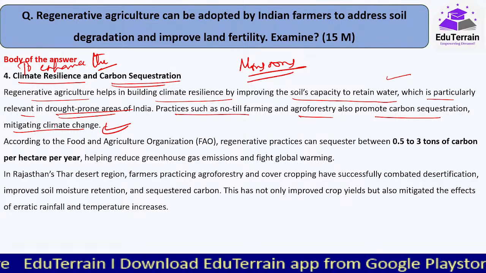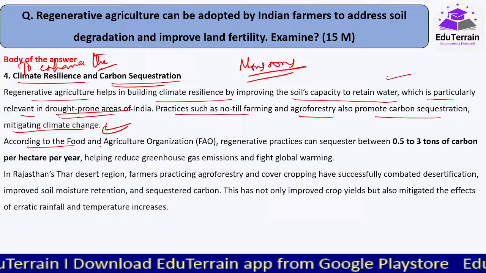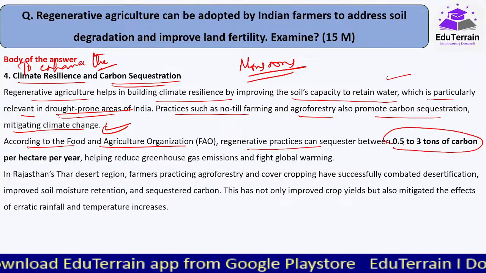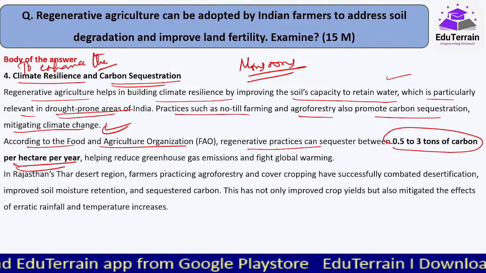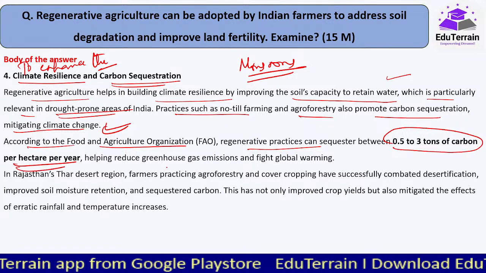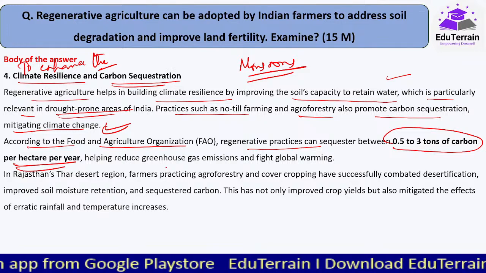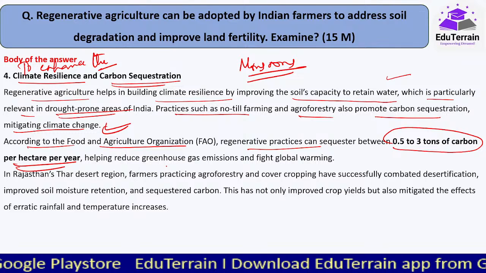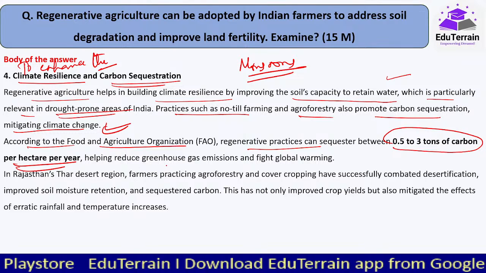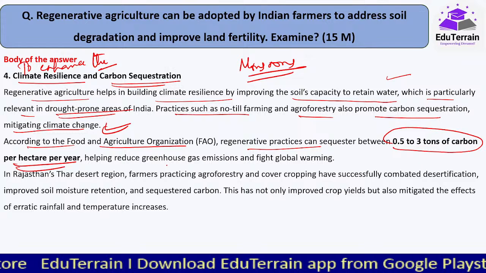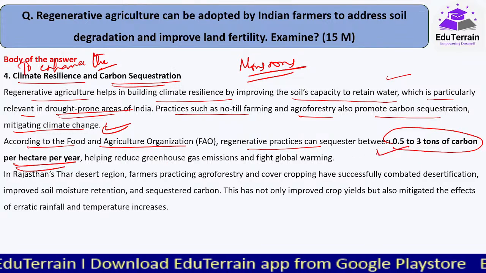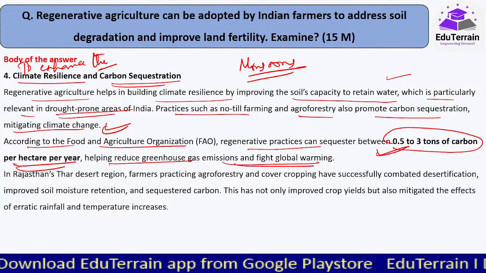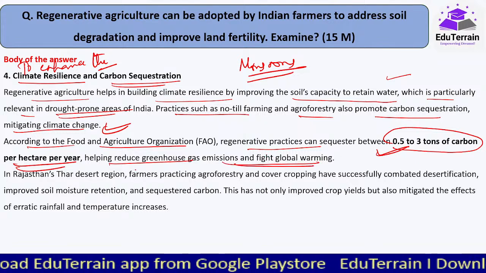Now I am substantiating my answer. According to the Food and Agriculture Organization, regenerative practices can sequester 0.5 to 3 tons of carbon per hectare per year. When you search for the notes for regenerative agriculture, you can find that FAO has also come up with various details pertaining to this regenerative agriculture. From that report only I have taken this content, helping reduce greenhouse gas emissions and fight global warming.